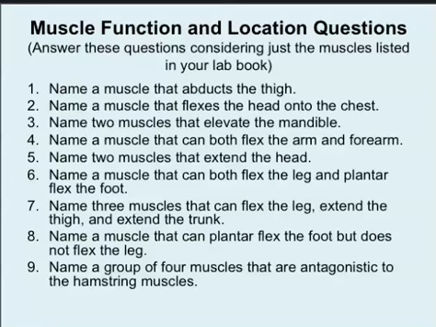Name a muscle that can both flex the leg and plantar flex the foot: the gastrocnemius. Name a muscle that can plantar flex the foot but does not flex the leg: the hamstring group. Name a group of 4 muscles that are antagonistic to the hamstrings: the quadriceps group. My mistake. Name a muscle that can plantar flex the foot but not flex the leg: the soleus.